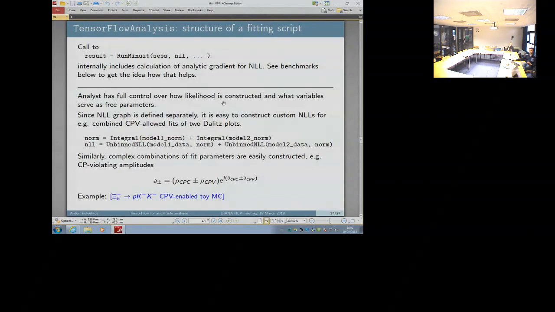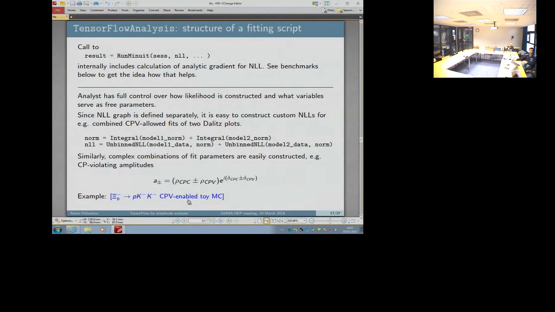What's good is that you have full control over how this likelihood is built. So you can consider, for instance, fitting multiple Dalitz plots, if you're studying CP violation, you want to fit B pluses and B minuses and so on. You can deal with this quite conveniently. For instance, if you have a combination of two Dalitz plots, you can just write the negative log likelihood as a function of the two. And similarly, if you have some complex combinations of the fit parameters, it's again quite easy to deal with this.